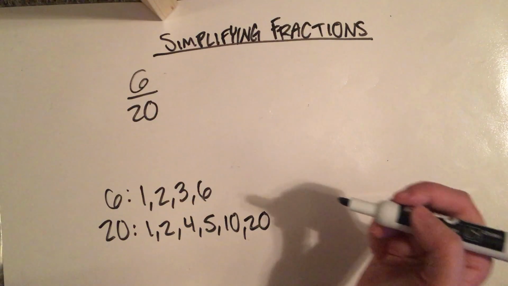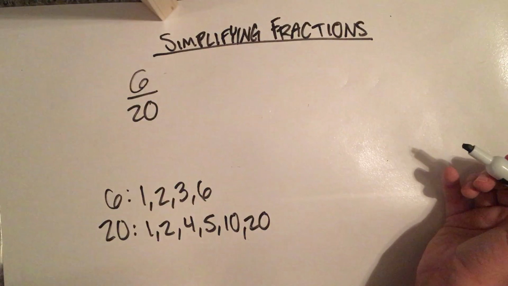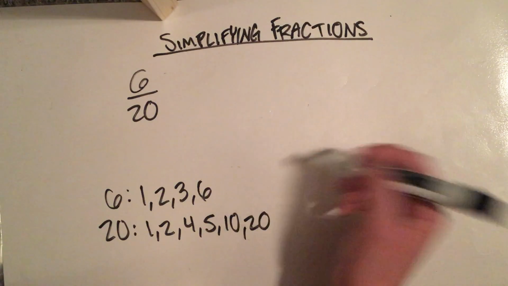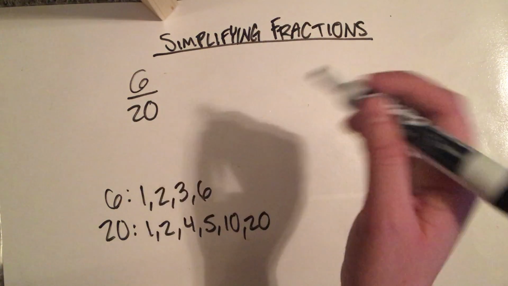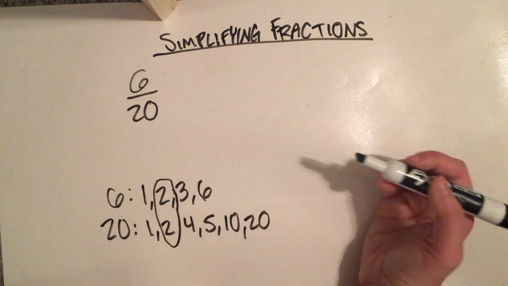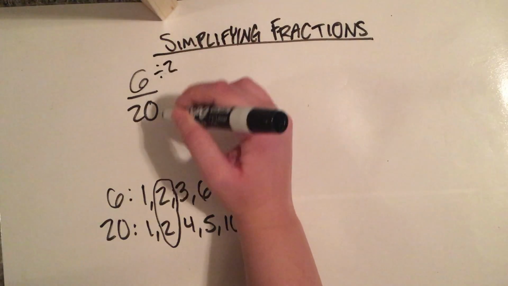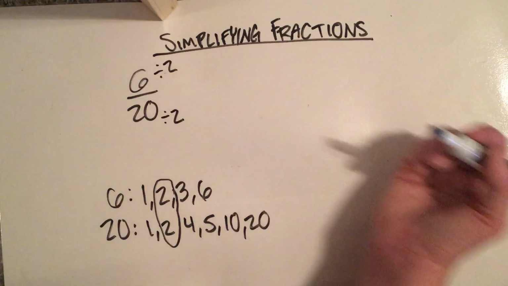So from here, we're going to look at the biggest factor that they share, and that will be the number that we divide by. They both don't share 10 or 20 or 6 or any of those bigger numbers, but we do see that they share a common factor of 2. So that will be the number that we divide both the numerator and denominator by.